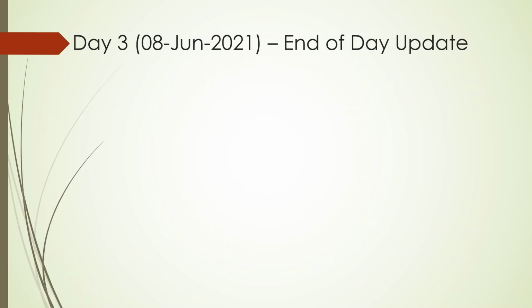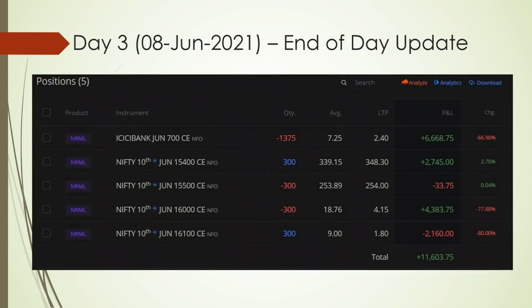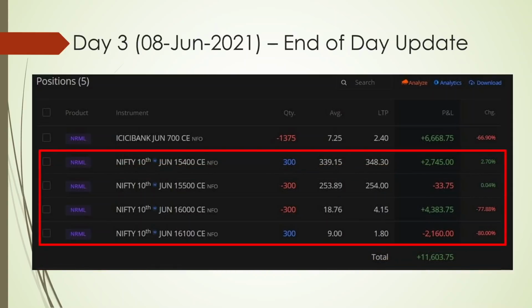Thank you. Hello guys. So we are at day 3, 8th of June. So this is a Tuesday. So we are giving the end of day update for our call condor position, which we have taken on 4th of June for the 10th June expiry. So our strikes are 15,400, 500, 16,000 and 16,100 CE. So the call condor is here.